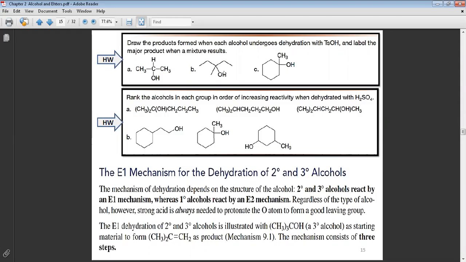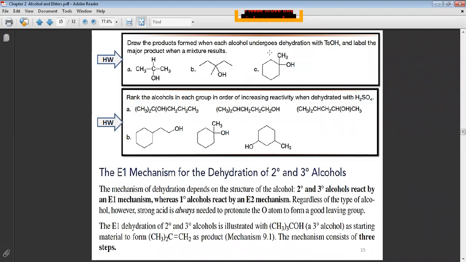Okay, how many different beta carbons do we have? Two types, CH3 and CH2, so that means two possible products. Now here, how many different types of carbon do we have? CH3 or CH2. Also two, that means we have two products. Write both of them, and label which one will be the major one and which one will be the minor one.